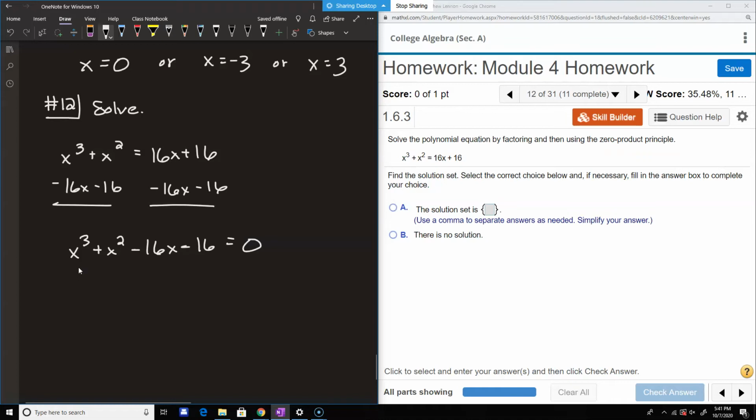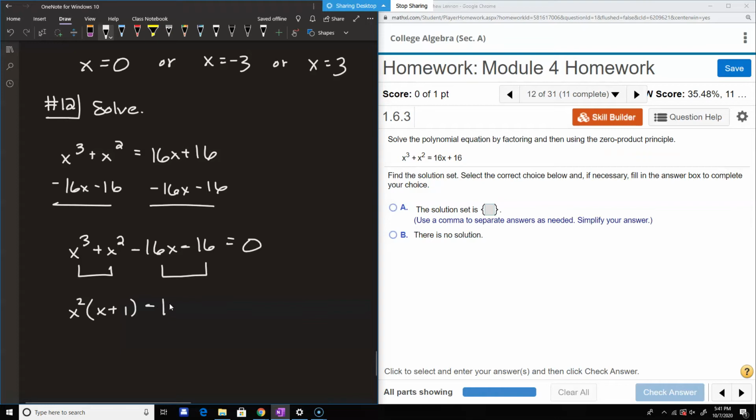So I'm just going to look at these guys as one group and these guys as one group. And I'm going to say, do you have anybody in common that I can take a GCF out of? So x cubed and x squared, you can take an x squared out of both of those. So if I take out x squared, I'm just left with x plus 1. X times x squared gives me the x cubed. And x squared times 1 is the x squared.